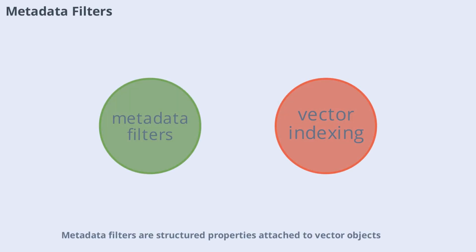Metadata filters are structured properties attached to vector objects such as creation date, user ID, or category. These filters allow the database to partition and ignore irrelevant vectors during searches, greatly improving the speed and accuracy of vector indexing.